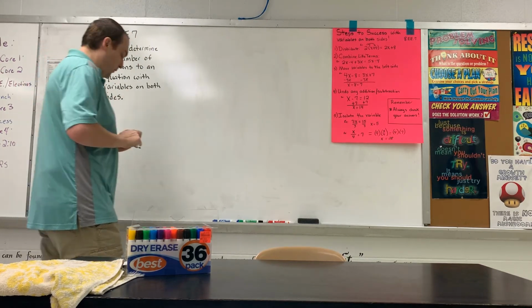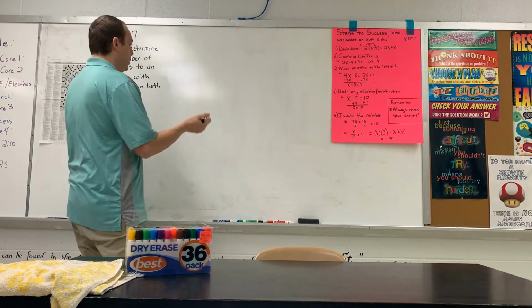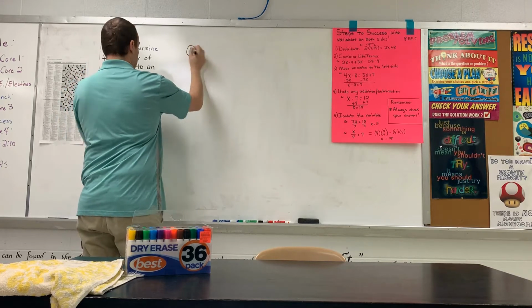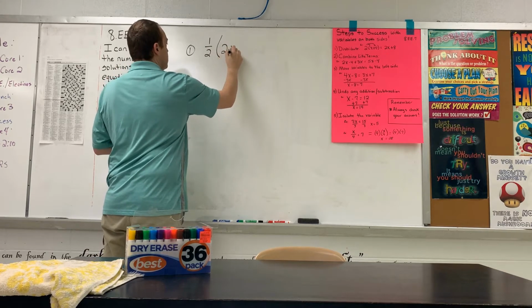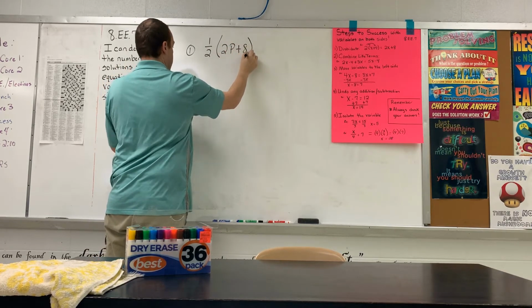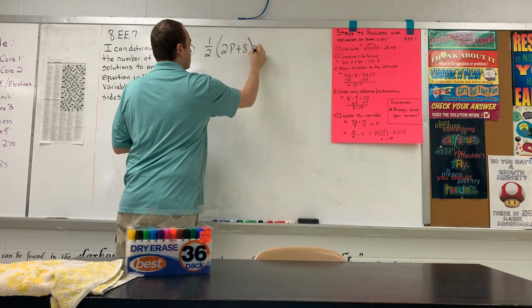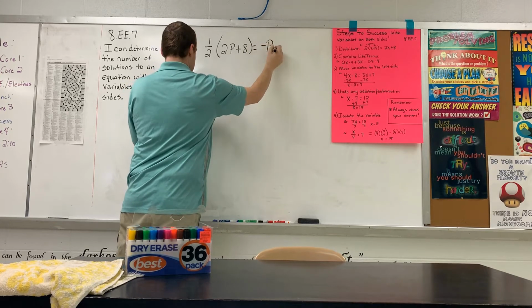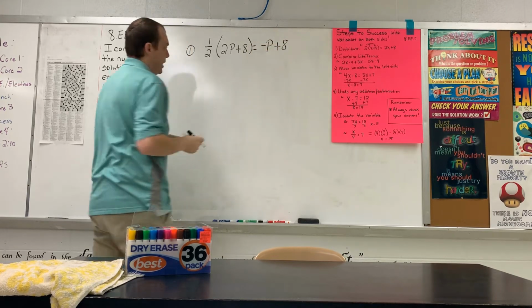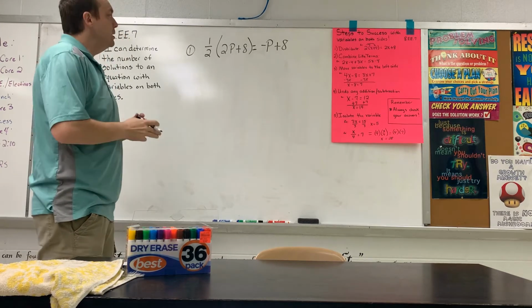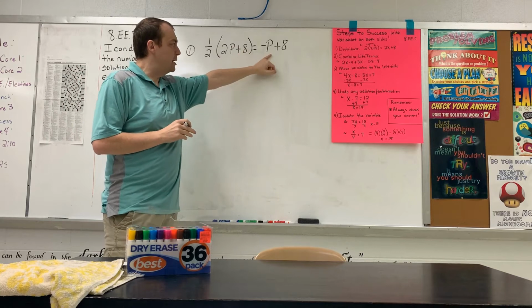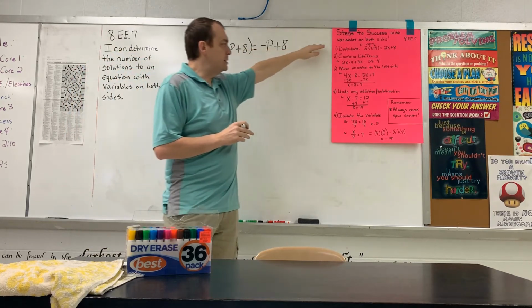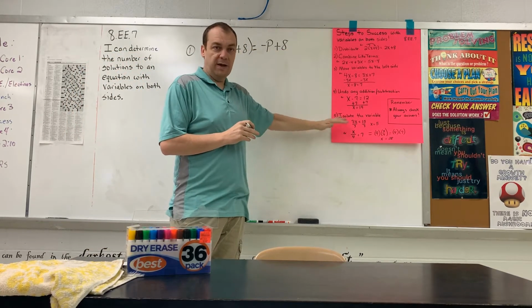All right, so for our first example, let me get our problems here. For number 1, we have 1/2 times (2p + 8) equals negative p plus 8. Anytime you're faced with a problem that has variables on both sides, you can follow these steps to find your solution.